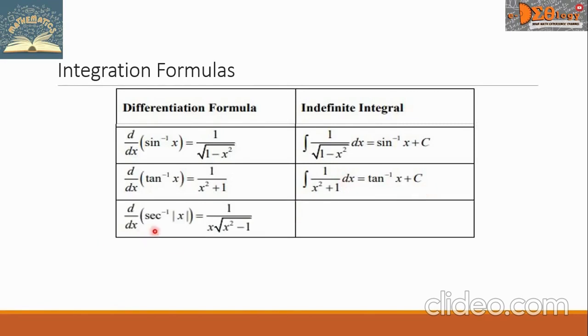The derivative of secant inverse of the absolute value of x equals 1 all over x times the square root of the quantity x squared minus 1. The integral of 1 all over x times the square root of the quantity x squared minus 1 dx equals secant inverse of the absolute value of x plus c.